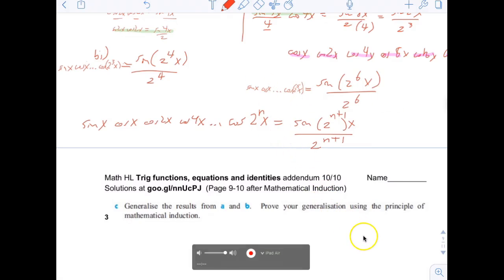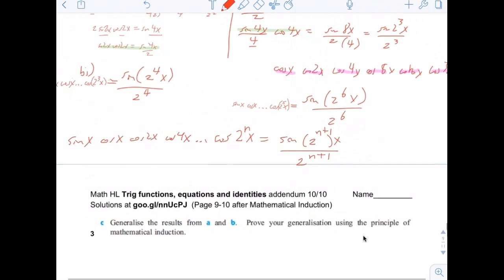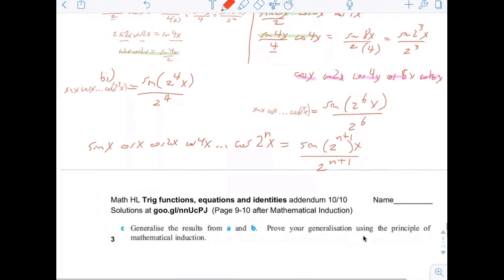Okay, we're going to do page 10 of the trig functions equation identity addendum, which is about math induction. First it says to generalize the results from part A and B of number 3 and prove your generalization using math induction. So we're going to go up and take a look at the last problem.